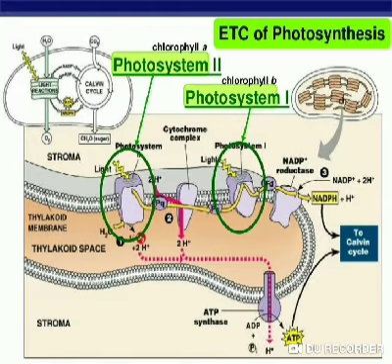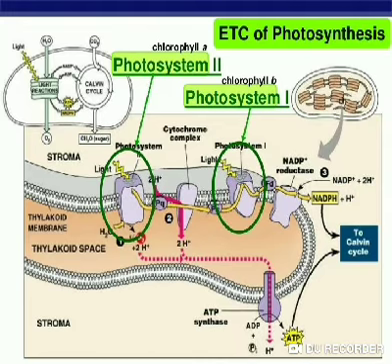The lost electron passes through the electron transport chain into photosystem 1. Once in photosystem 1, the electron goes to a higher energy state, which passes on to the electron acceptor NADP and joins with a hydrogen ion to form NADPH.